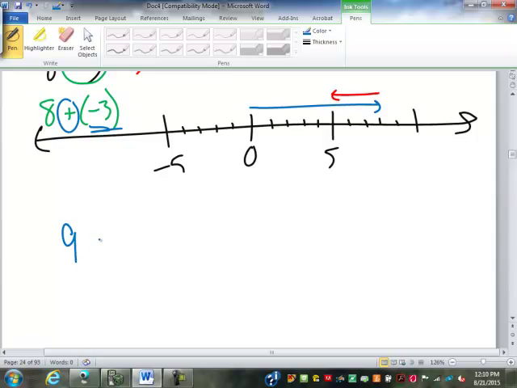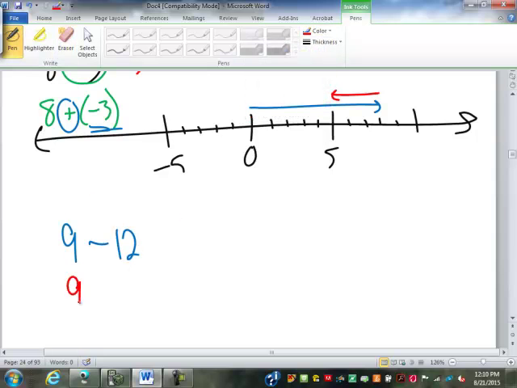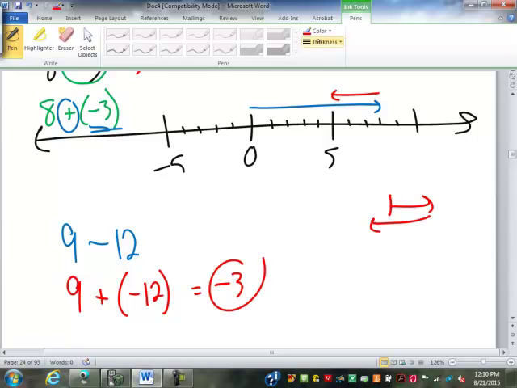So if I have 9 minus 12, what it really means is 9 plus the opposite of 12, which is negative 12. So now I have positive 9, negative 12. This is going to be negative 3.